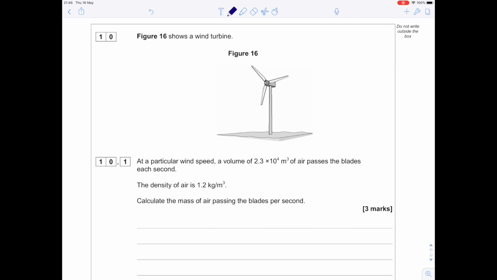Question 10. Figure 16 shows a wind turbine. At a particular wind speed, a volume of 2.3 times 10 to the 4 meters cubed of air passes the blades each second. The density of the air is 1.2 kg per meters cubed. Calculate the mass of air passing the blades per second.